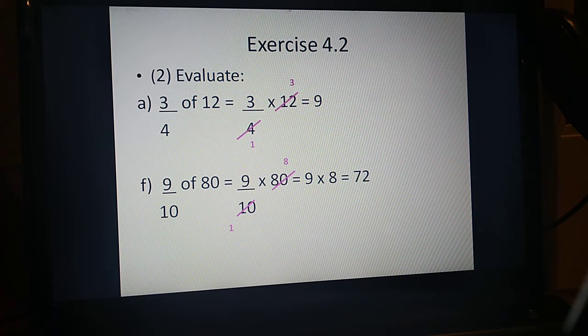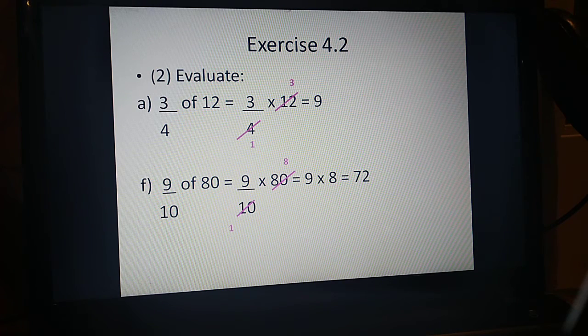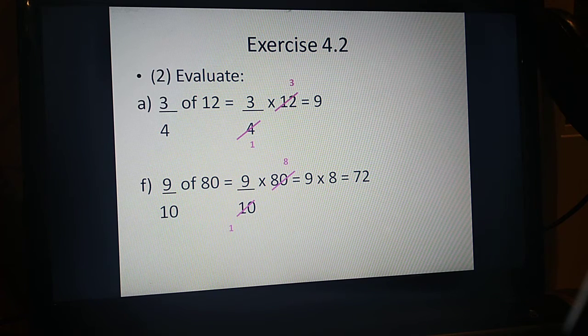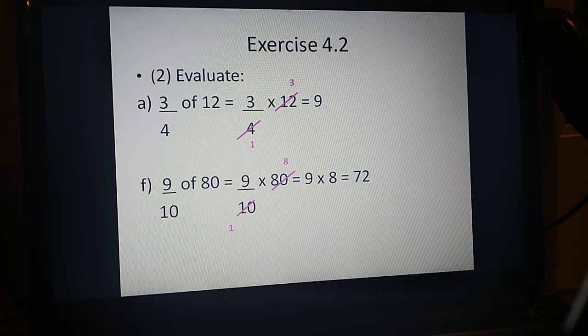I hope you all answered 72. 9 out of 10 of 80, you can simply remove the zeros from 80 with 10 by dividing both by 10, so the answer will be 9 times 8, which is 72. Excellent.